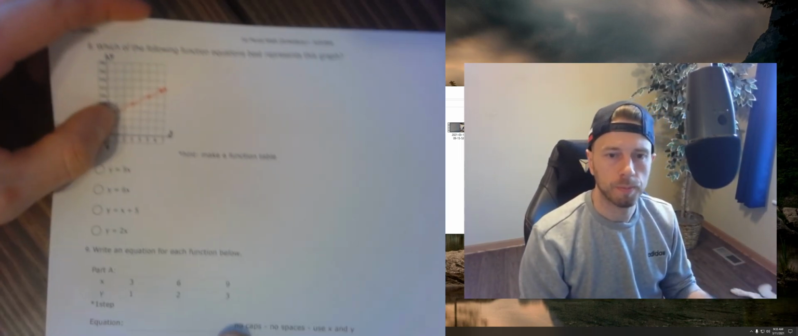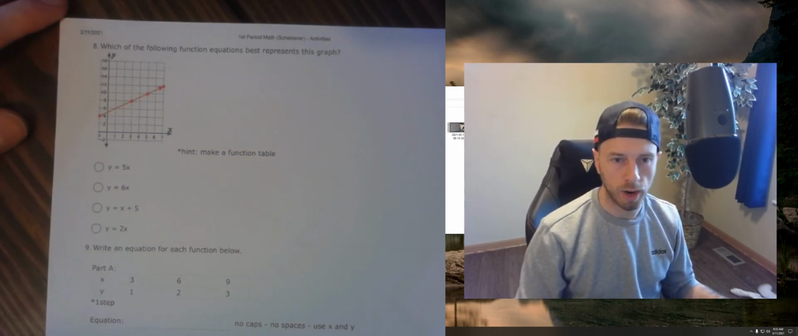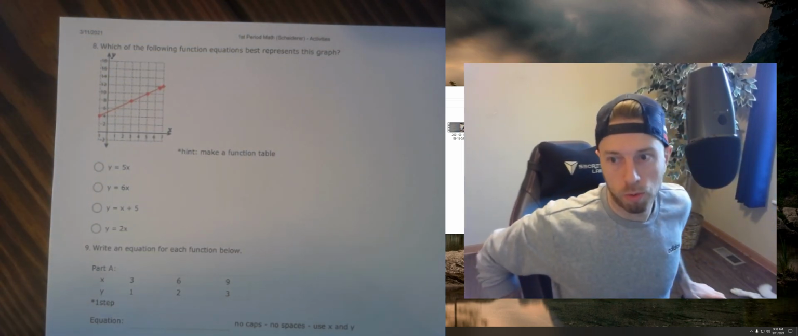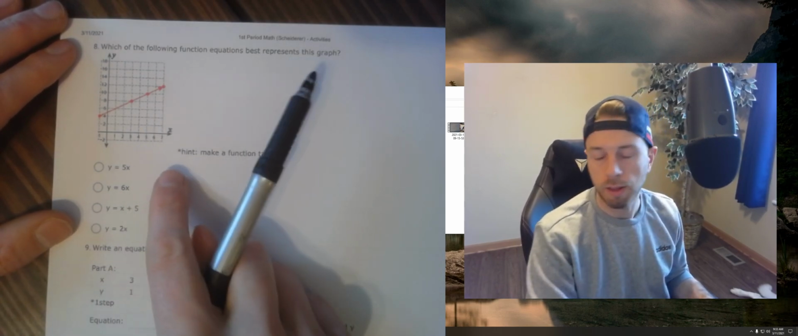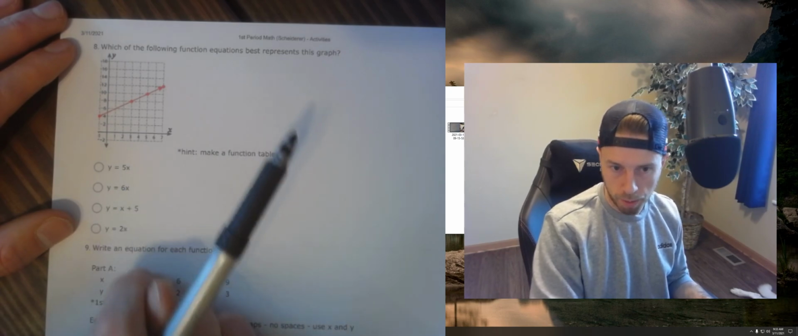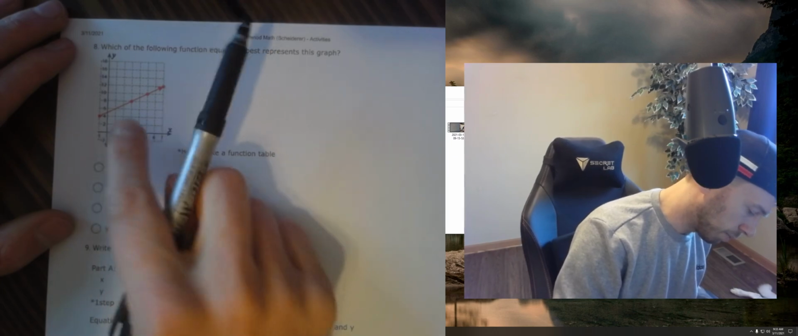Number 8. Which of the following function equations best represents this graph? If we look on the graph here, I love how we have the hint that says make a function table. You just have to find out the rule. If you can find the rule, then you'll know it's either multiply by 5, multiply by 6, add 5, or multiply by 2. So let's take a look at some of these ordered pairs.